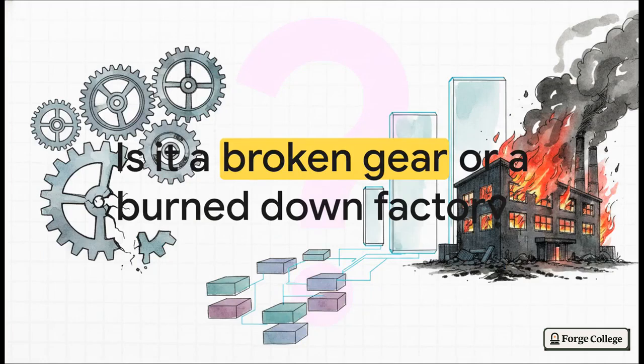I want to leave you with this final provocative thought to test your own system's resilience. If a contract in your protocol fails, is it just a single broken gear that you can easily swap out, or does the entire factory burn down? Modularity is exactly what separates the gears from the factory.